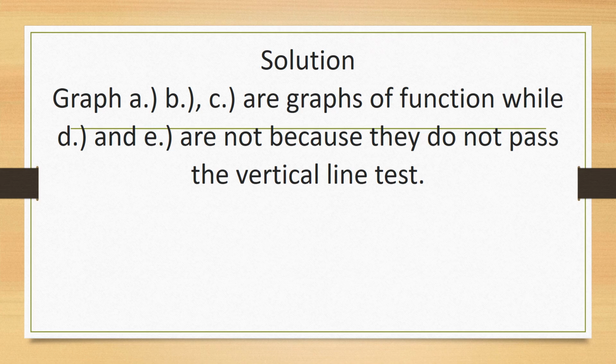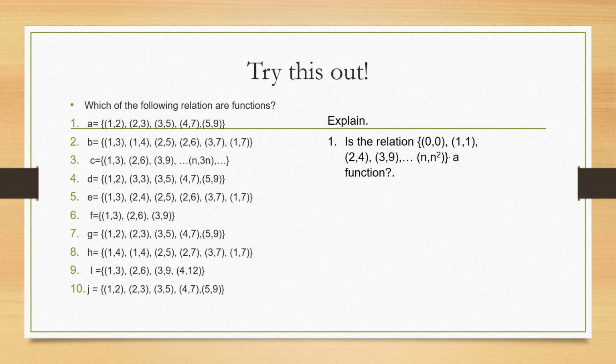Okay, so that is the solution. A, B, and C are graphs of a function, while D and E are not because they do not pass the vertical line test. Try this out.